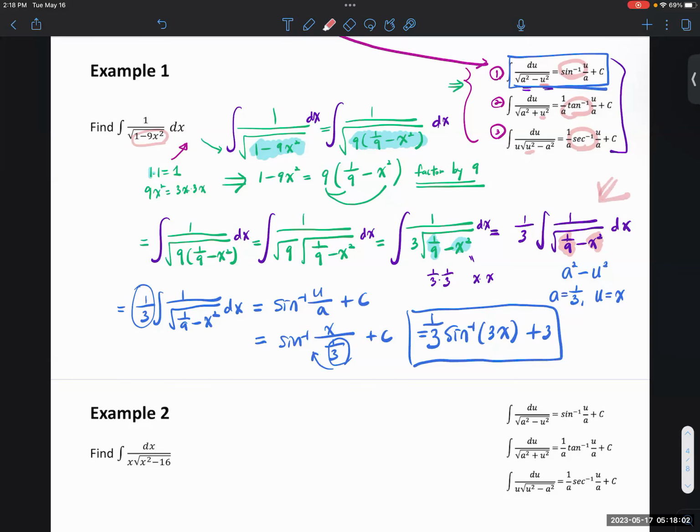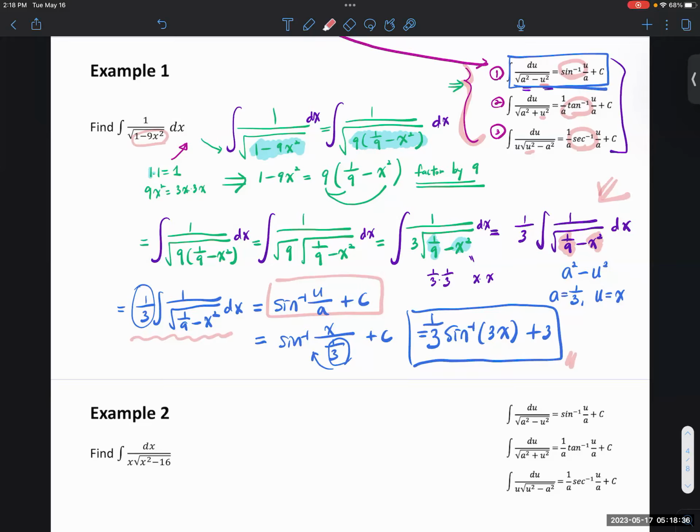And then when I see this, 1 over 9 is 1 over 3 times 1 over 3, so a should be 1 over 3. And x squared is u squared, therefore u should be x. So according to the technique, this is the first one. U we define as x, a we define as 1 over 3, so that you can plug in, and you will get that answer. So this is not really memorizing things. We just follow the technique so that you can find the answer in a shortcut.